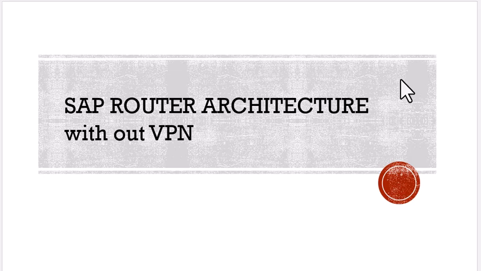Today we are going to talk about SAP router architecture without VPN. Generally, when you are logging into your SAP systems from your corporate network, you do not need to log into your VPN, correct? People going to the office connect to the corporate network Wi-Fi and connect directly to SAP. Whoever is working from home or from outside of the corporate network has to use VPN to access our SAP systems, right?